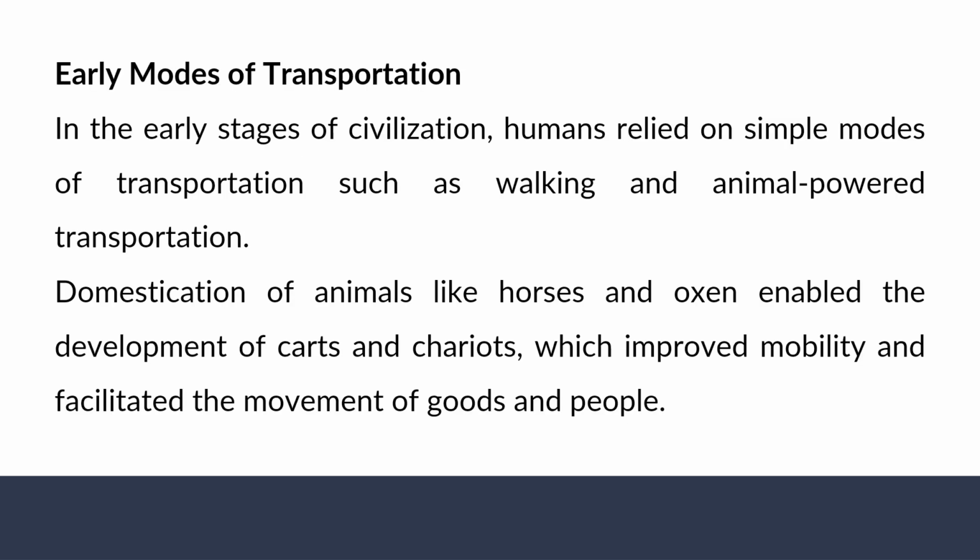Early modes of transportation. In the early stages of civilization, humans relied on simple modes of transportation such as walking and animal-powered transportation. Domestication of animals like horses and oxen enabled the development of carts and chariots, which improved mobility and facilitated the movement of goods and people.